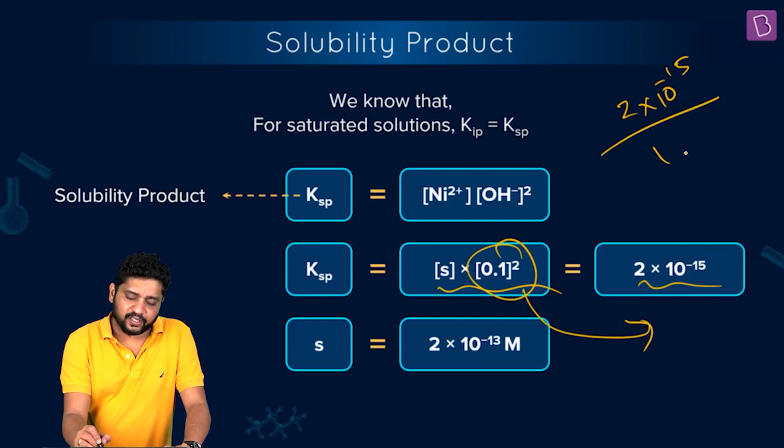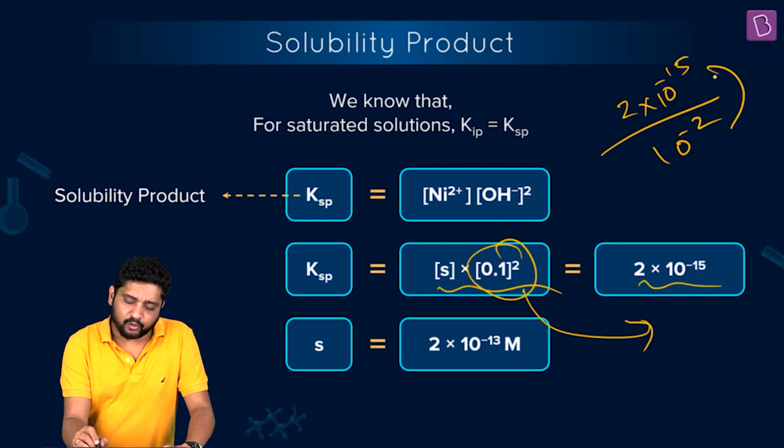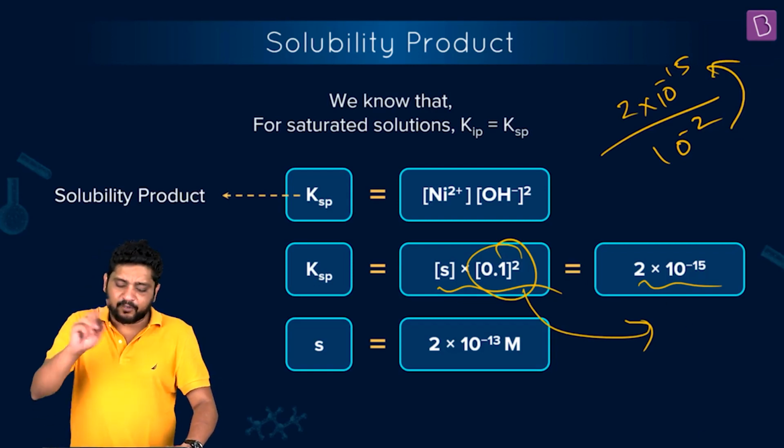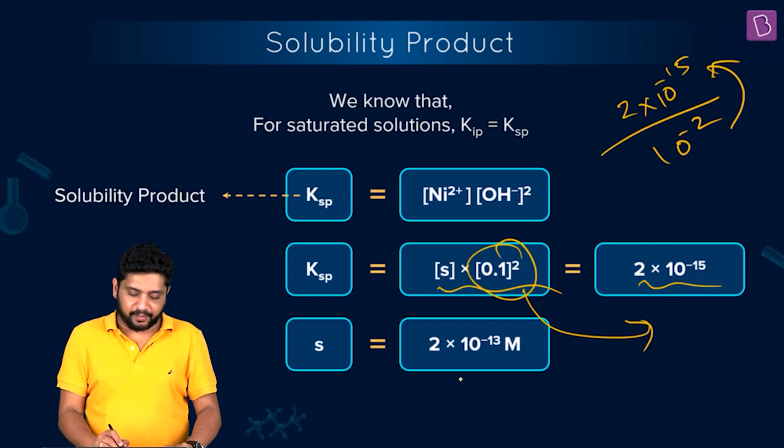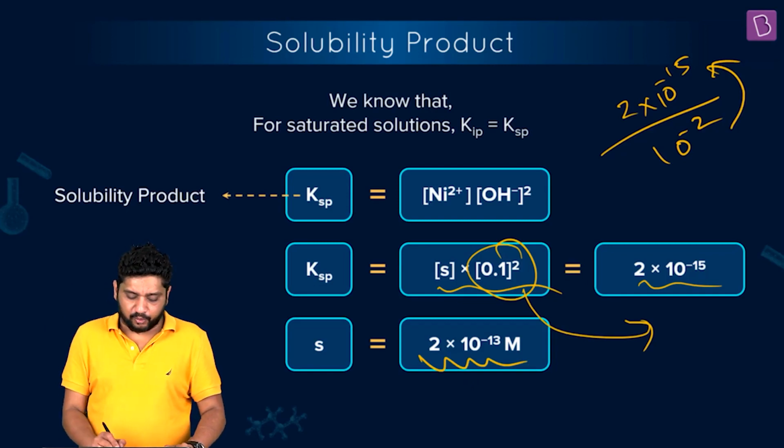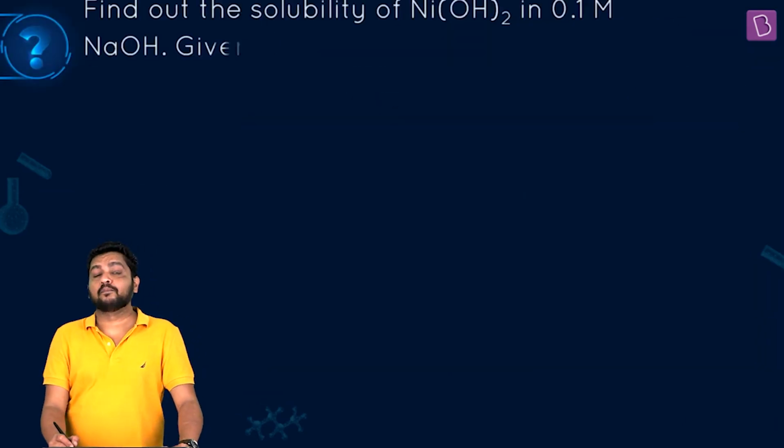So 10 to the power minus 15 divided by 10 to the power minus 2. When it goes up, it will become 10 to the power plus 2. We will get 10 to the power minus 13 remaining. So our solubility turns out to be 2 into 10 to the power minus 13 molar.